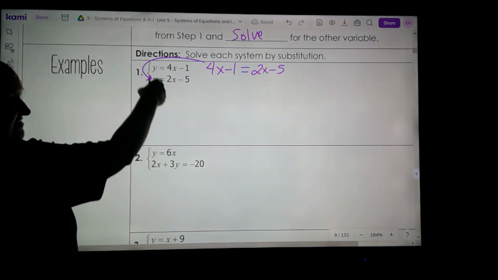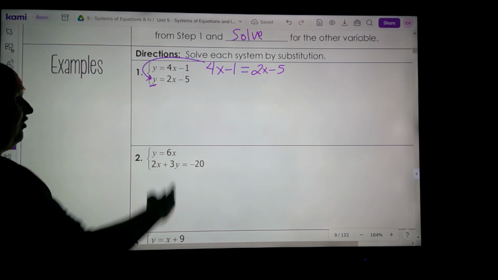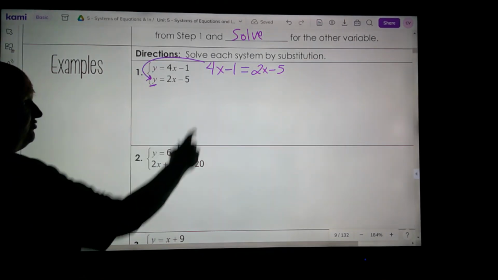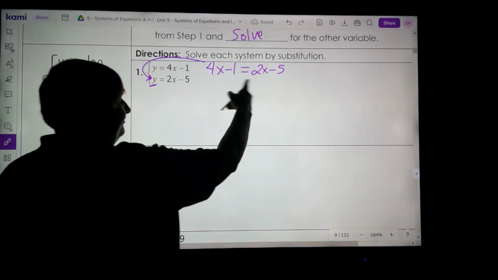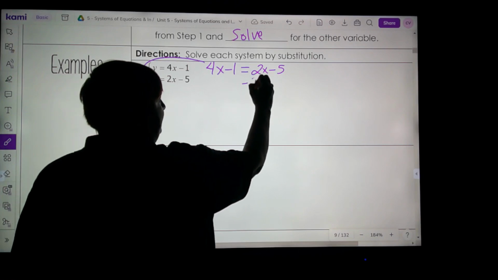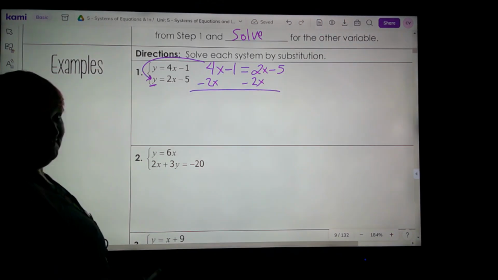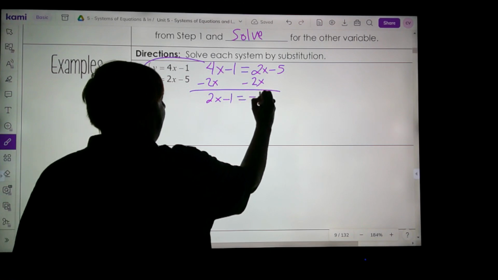I mean, that's what this is saying. y is equal to this, and y is equal to this. So this should be equal to this. Now you just solve for x, right? You want to get the variables on the same side. You remember doing this? All right, this leaves you with 2x minus 1 equals negative 5.